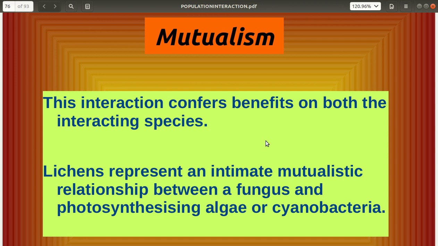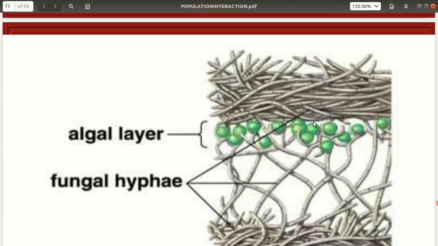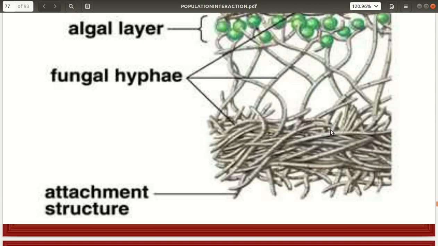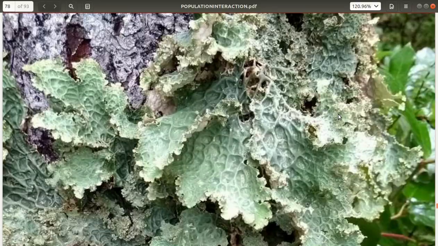Lichens present an intimate mutualistic relationship between a fungus and a photosynthesizing alga or cyanobacteria. So you can see this layer of it, a section of lichens. It shows the algal layer, and there are fungal hyphae, microscopic hyphae. So they coexist together, and you know that lichens are also the pioneers of plant succession. The lichen is a close combination of algae and fungi, phycobiont and mycobiont as we also call them. So this is a picture of the lichens.